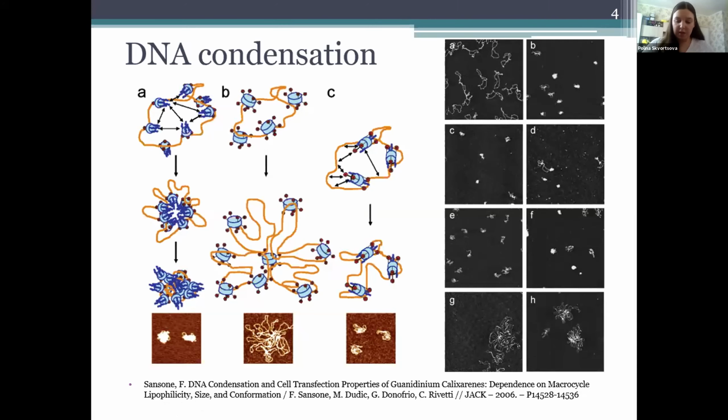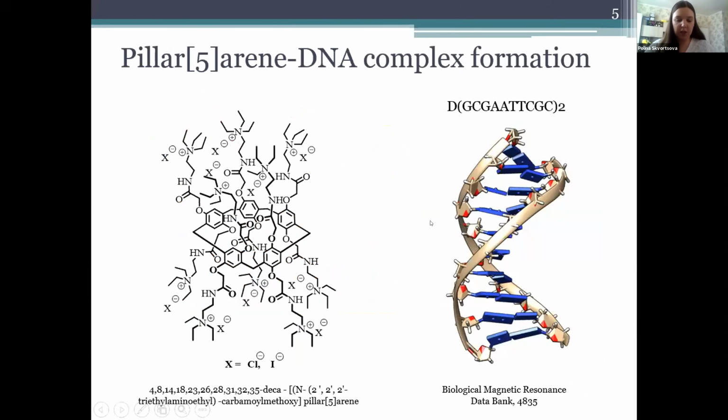And the structure of the resulting condensates depends on the functional groups of calixarene. In our work, we investigated pyrrolurine containing amide and ammonium fragments with 2 different counter ions, iodine and chlorine. This pyrrolurine is positively charged and can interact with negatively charged DNA.